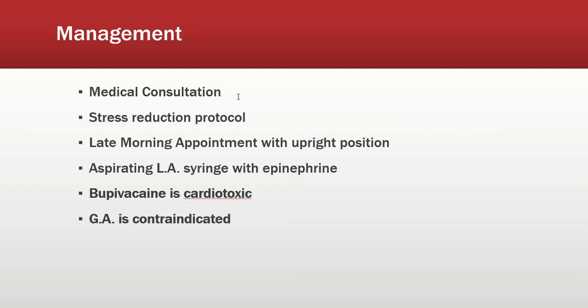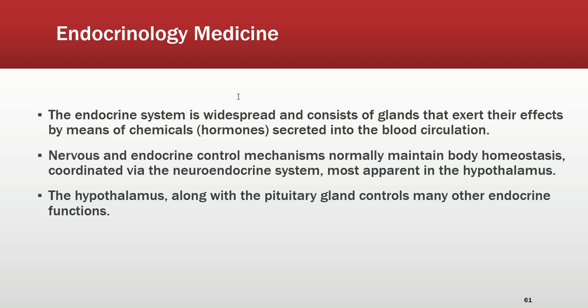Now we need medical consultation, of course. Local anesthesia with an aspirating syringe. Bupivacaine is cardiotoxic, so it's contraindicated. GA is contraindicated, only local. And a stress reduction protocol. So this ends the cardiovascular disease management.